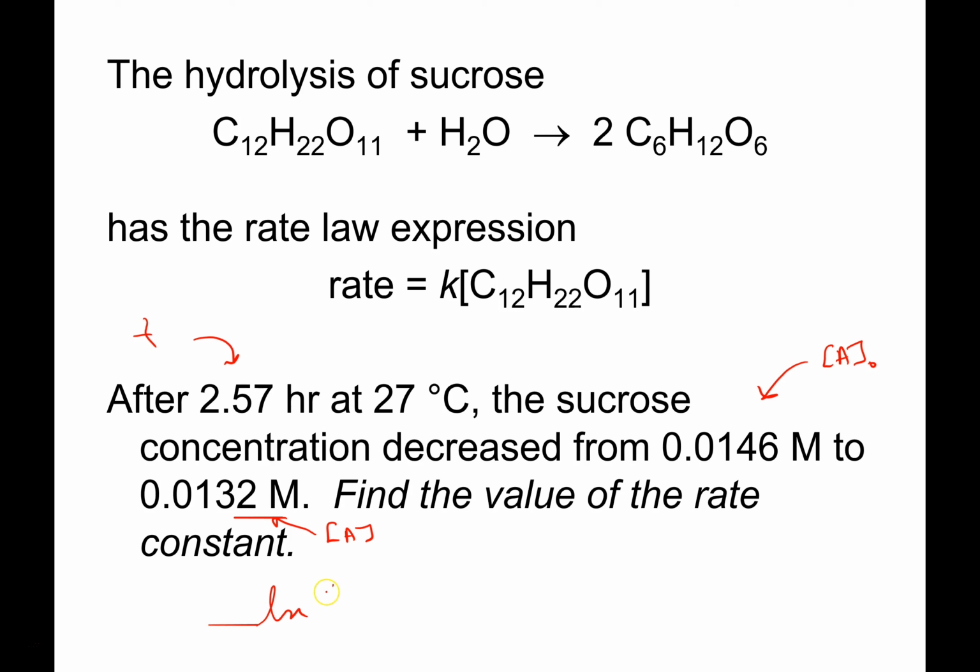Yep, I'm liking that. ln of A over A0 is equal to negative KT. I agree. So you want to work that? First get the K by itself. Yep. So K is equal to negative 1 over T times ln of A over A0. And then we plug in our values.